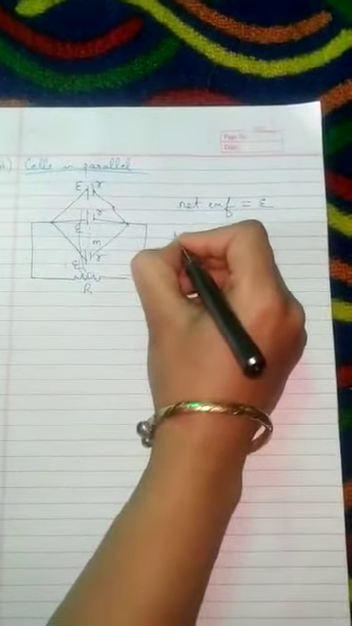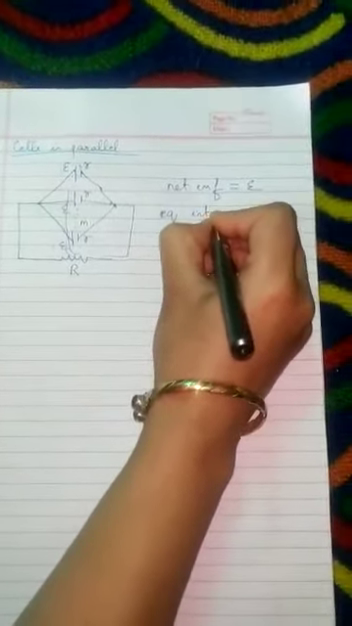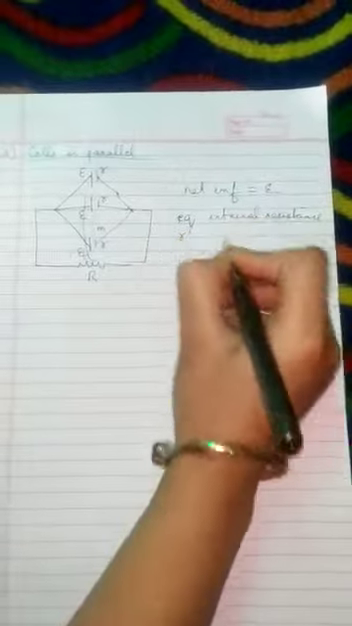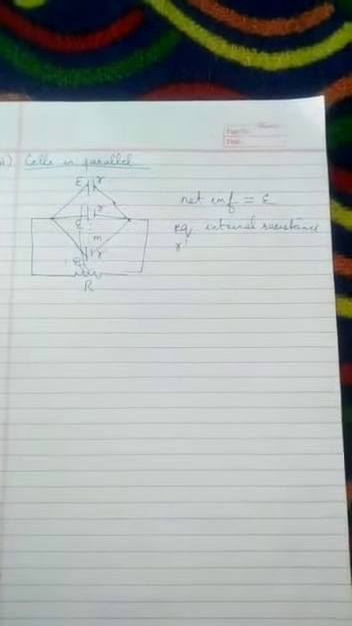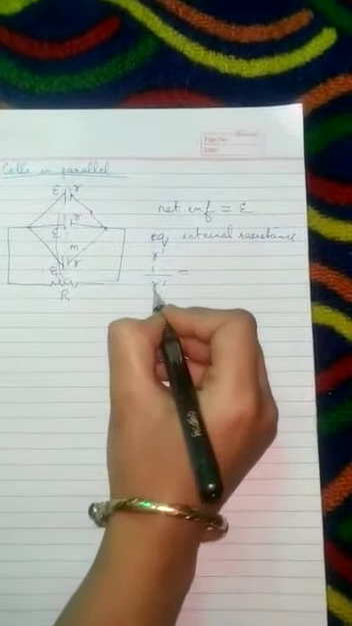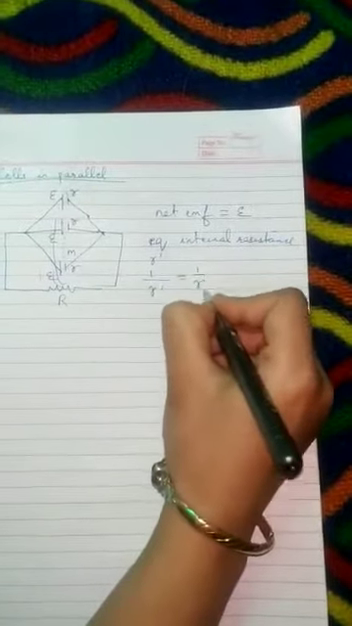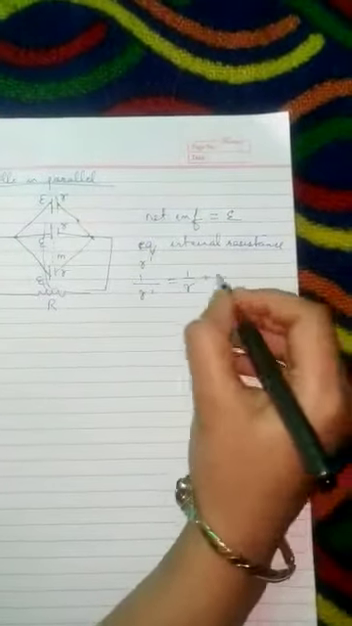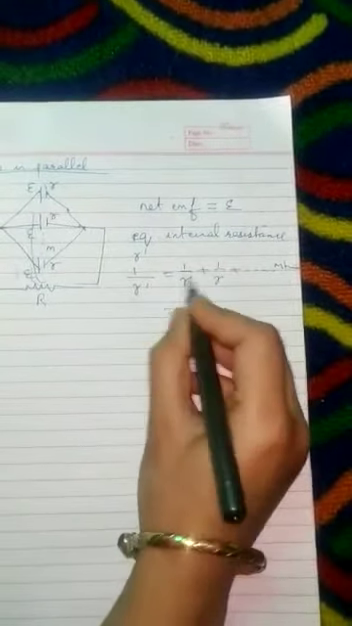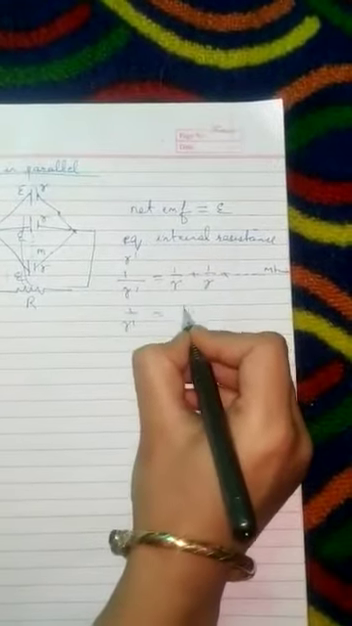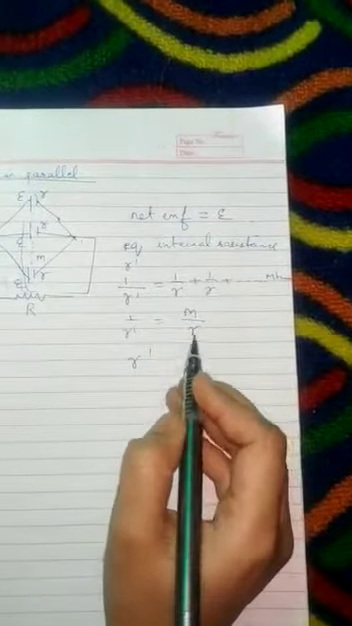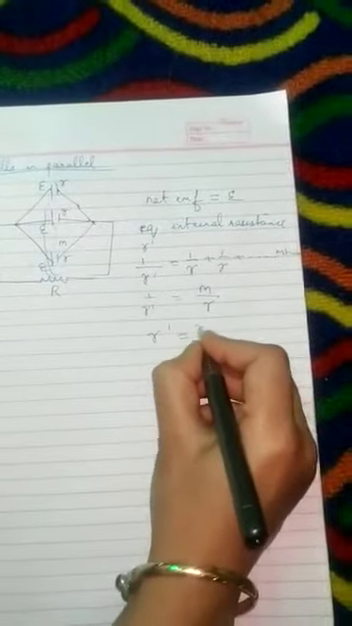Now we will find out the equivalent internal resistance r dash. Now you know all these are connected in parallel. The formula for parallel combination of resistance is 1 by r dash, that is 1 by r equivalent, is equal to 1 by r1 plus 1 by r2. Since they are of the same value, I am writing 1 by r, this I'll be writing m times. So it will be 1 by r dash is equal to m by r, or r dash, that is the equivalent internal resistance, will be equal to r divided by m.